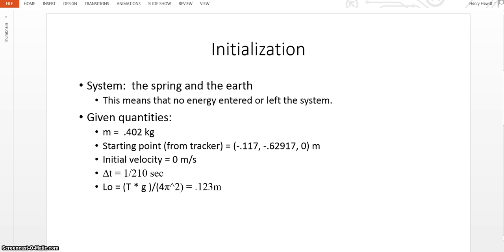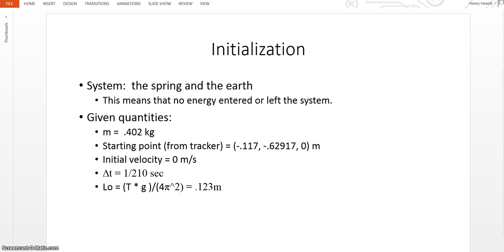To initialize the data, I set the system equal to the spring and the earth. This means that no energy entered or left the system. Some given quantities were that the mass is equal to 0.402 kilograms. The starting point was given from the data from tracker. The initial velocity is equal to 0. The time step is equal to 1 over 210 seconds.